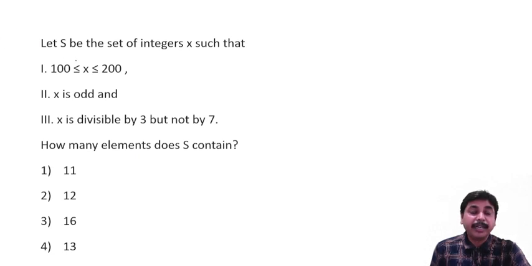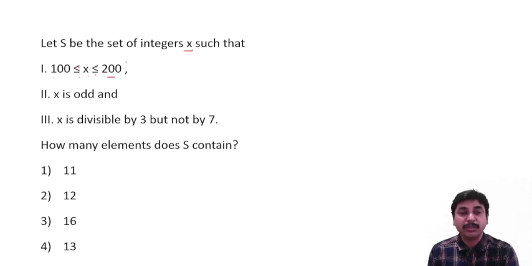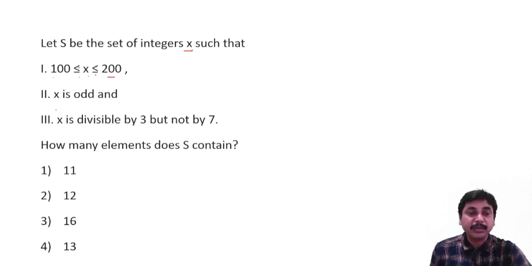Let S be a set of integers x such that 100 is less than or equal to x, which is less than or equal to 200. So whatever the x value, this lies between 100 and 200. Sometimes it is 100 also, sometimes it is 200 also. Now what is the second condition given? x is odd. Now x is divisible by 3 but not 7.